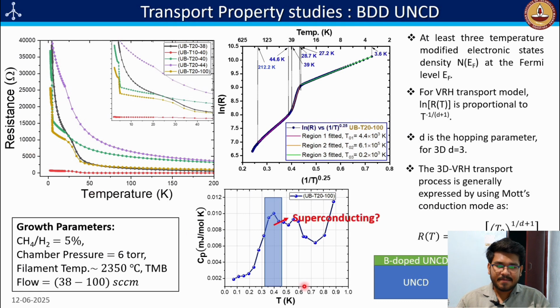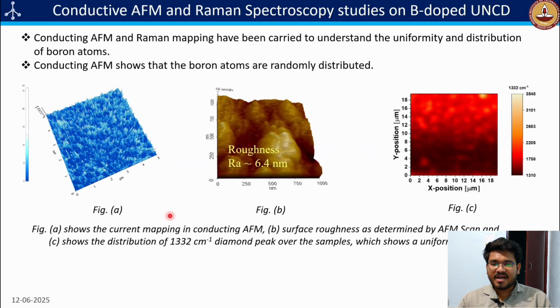So is it really superconducting? I cannot say. It is not confirmed because the percent change in the specific heat is not too high. From the AFM data also, if we study the roughness, that is less than 10 nanometers. Specifically, if the roughness is less than 10 nanometers, your sample is UNCD. So this is also another confirmation from the AFM images.